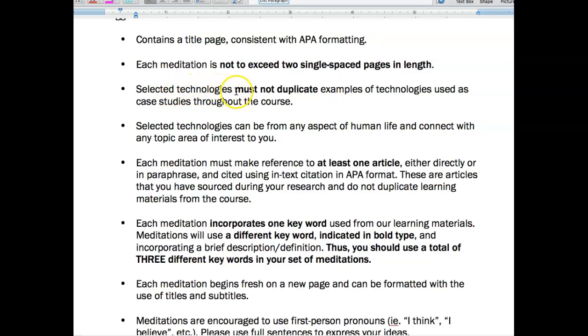Now here, keep in mind, your technologies must not duplicate examples of technology used in our case studies throughout the course. So here the idea is to take things that you are genuinely interested in, that we did not discuss during the class, and make some space and talk about your evaluations of them in this exercise. So aim to not use things that I've already brought up in class.